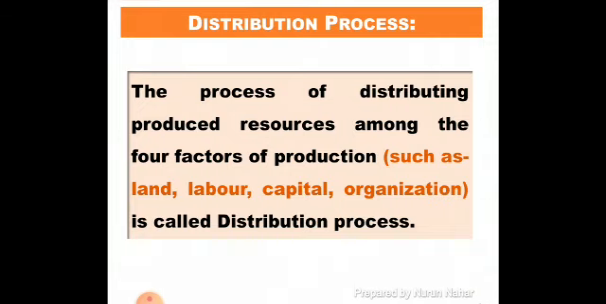Now we will see what is called distribution process. The process of distributing produced resources among the four factors of production, such as land, labor, capital, organization, is called distribution process. From this definition, we can get the idea, that is, already we have known that there are four factors of production. When using these four factors of production, we produce something, and the earned part we can distribute among those four factors of production.